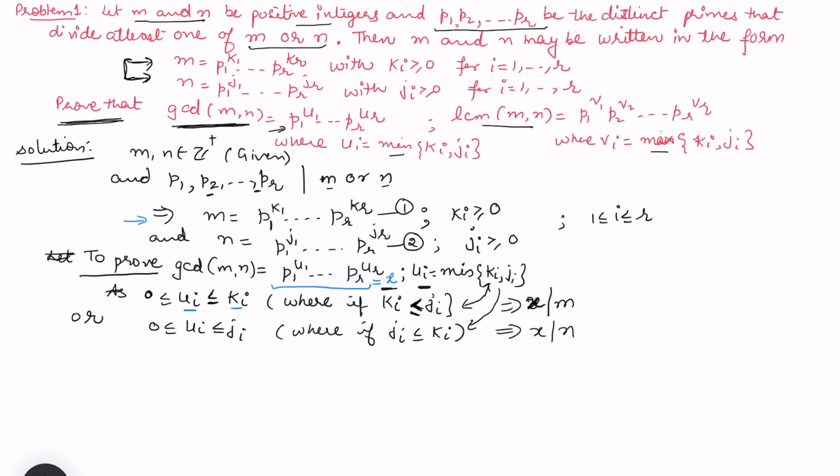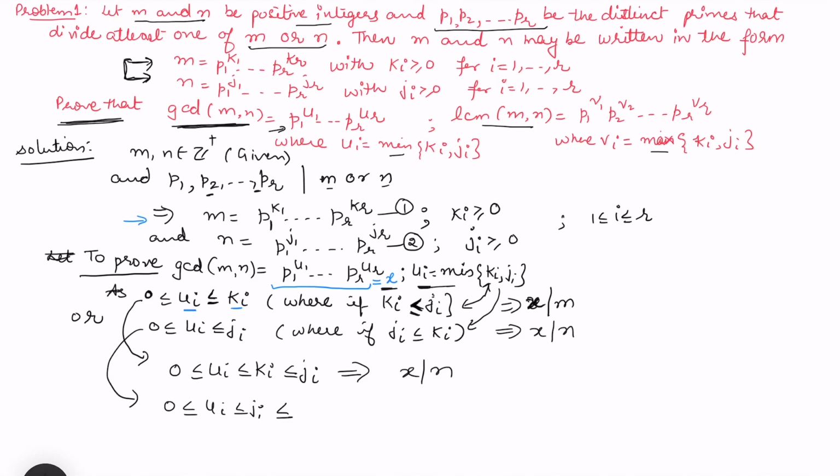Okay, so from the first case, if it happens that 0 is less than ui less than or equal to ki, because ki is smaller than ji, this means x must further divide n also. And this expression further gives me 0 less than ui less than ji, and if ji was a minimum in this case, there were two possibilities, either ki is minimum or ji is minimum. So accordingly we are running these cases. So ki is less than ji, this means x divides m. So in all, x divides m and x divides n. In both possibilities this holds.